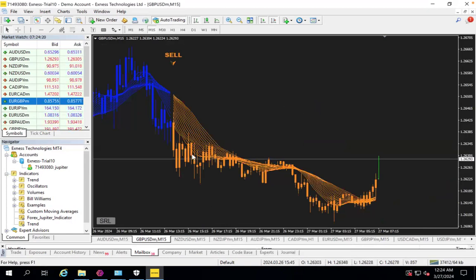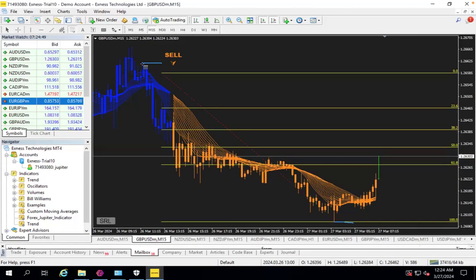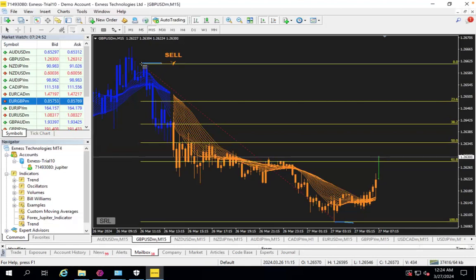Again, I'm going to have to use my Fibonacci. I want to measure from this impulse to the end of this impulse. So I'll take the Fibonacci. It has given me a sell signal, guys. So I'll take the fibs and measure that impulse level. All right, so as you can see, price is also approaching the 50%.